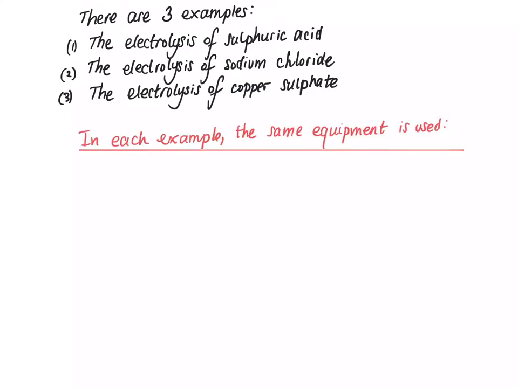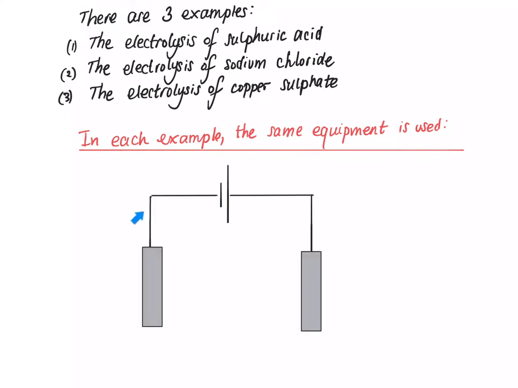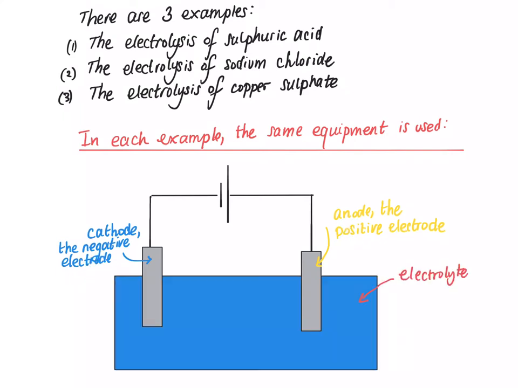In each example, exactly the same equipment is used. There's a battery, and the battery is connected via wires to two electrodes: a cathode, which is the negative electrode, and an anode, which is the positive electrode. And these electrodes are dipped into the solution, so it will either be sulfuric acid, sodium chloride solution, or copper sulfate solution.